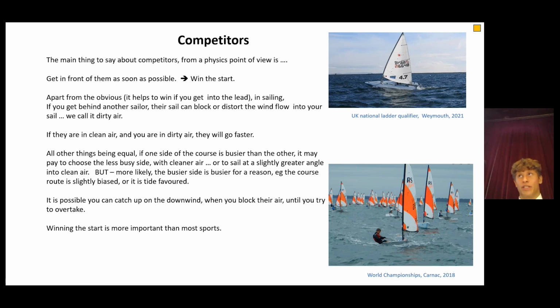So if I'm in clean air and someone's in dirty air, I will simply pull away from them because I can go closer to the wind and at a faster velocity as well. One side of the course might be busy and one side might not. Why is that? It could be biased, for example by tide, current, or wind being stronger, but you might want to consider that it's really busy there. If I'm behind them, I might consider going to a slightly less biased side, but at least I'll be in clean air, which is a very important factor to consider when you're sailing.